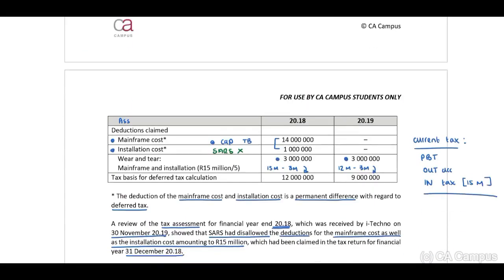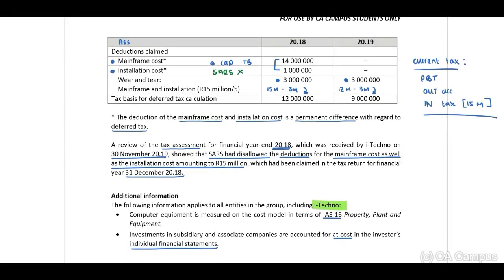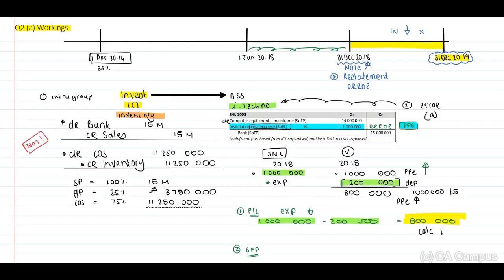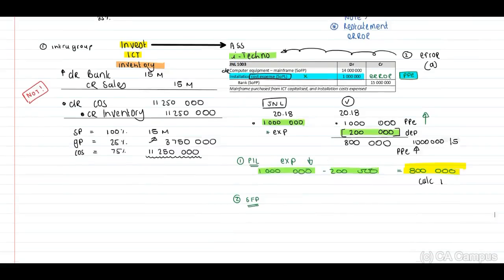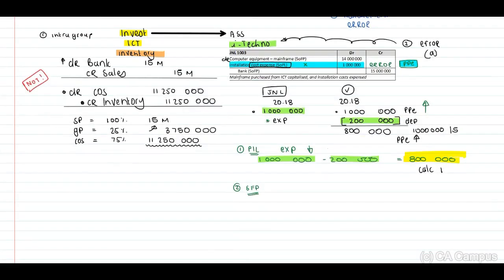But when we look at what they have done, they have claimed deductions. They've deducted this against their current tax calculation. Do you see? Therefore, the total of 15 million has an effect on the current tax for 2018 because they've deducted the total 15 million, but this should have been capitalized. Okay, therefore when we look at our calculation, and let's call this then our calculation number 2, I want you to look at the left side of your screen for me please, calculation 2.